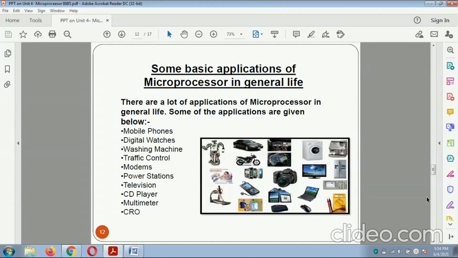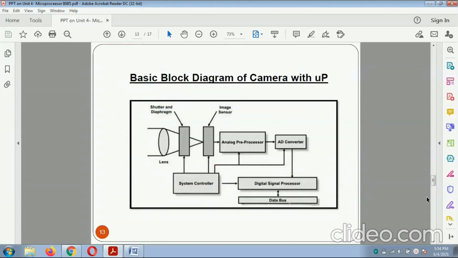Some basic applications of the microprocessor in general. There are a lot of applications of the microprocessor in general life. Some of the applications are mobile phones, digital watches, washing machine, traffic control, modem, power station, television, CD player, multimeter and CRO. The block diagram of the camera with respect to the microprocessor. So this is the block diagram: the lens converts the image, the analog data is converted into a digital signal, and it can be stored with respect to the data bus.